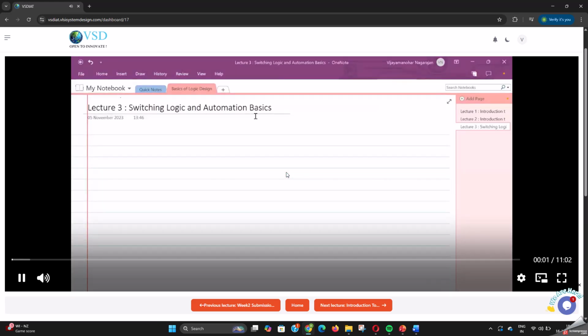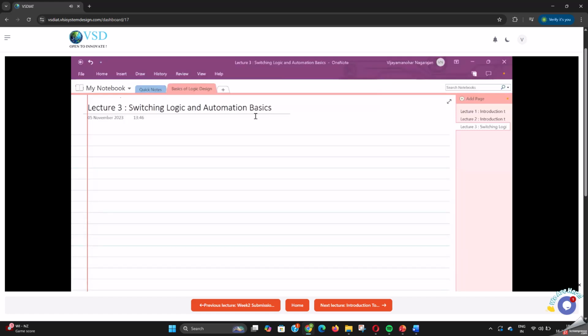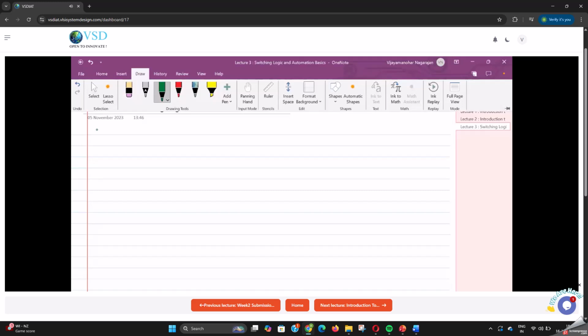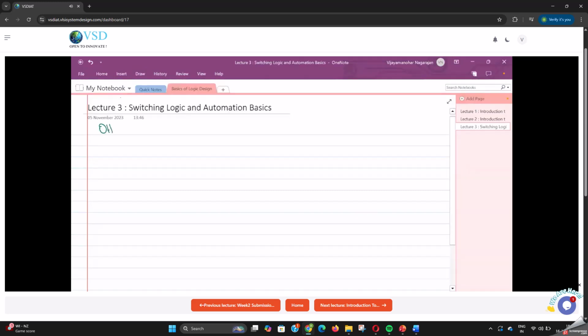Welcome back everyone. We have been discussing the fundamentals of current and electricity so far. So let's have a quick recall of what we saw last time. We discussed Ohm's law, where we found the relationship between the voltage, current and the load resistance, correct?